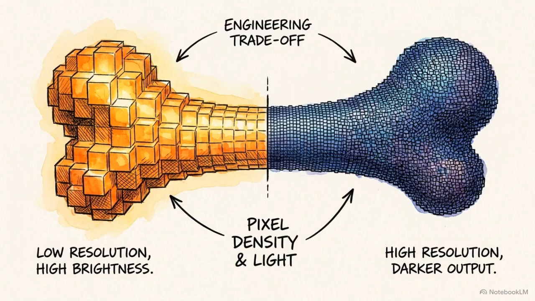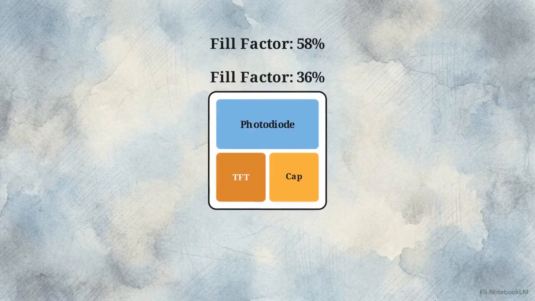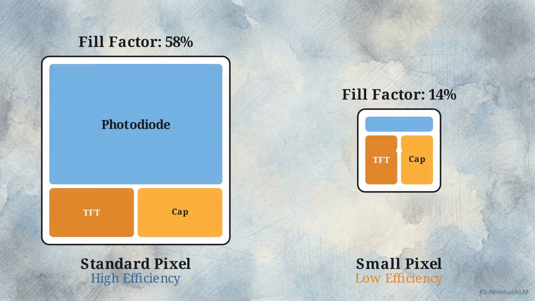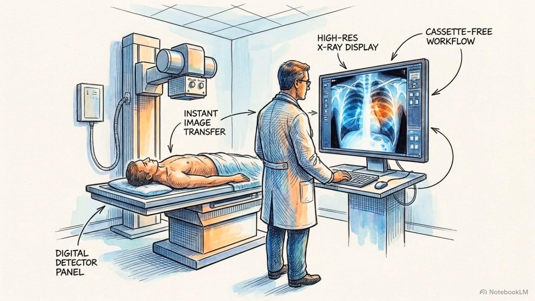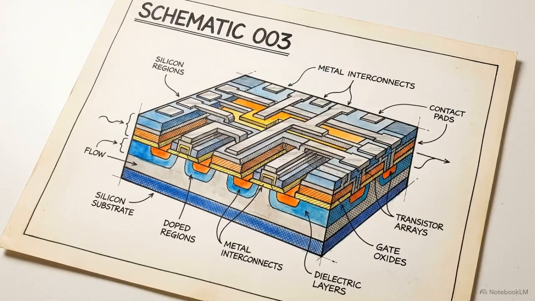While smaller pixels theoretically improve spatial resolution, the TFT circuitry cannot be shrunk at the same scale. As the pixel size decreases, the active photodiode area drops, reducing the detector's overall efficiency. Indirect DR provides an immediate, cassette-free workflow, yet converting X-rays to light, paired with the fixed physical footprint of its circuitry, creates a necessary compromise between spatial resolution and detector efficiency.